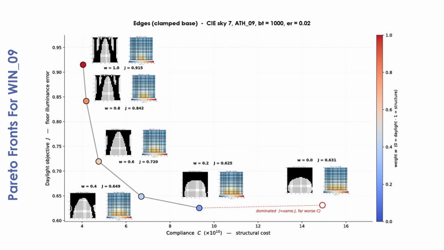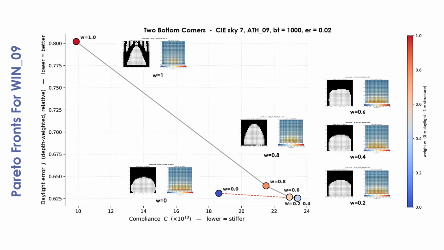Here are the Pareto fronts under the standard morning sky at 9 o'clock for both boundary conditions. The graphs display our normalized daylight error J on the vertical axis against structural compliance C on the horizontal axis. Under standard conditions, our framework works exceptionally well. As we shift the weight factor W from 1 to 0.2, the facade topology adapts seamlessly, and we find highly stable, structurally sound geometries that dramatically reduce lighting error.